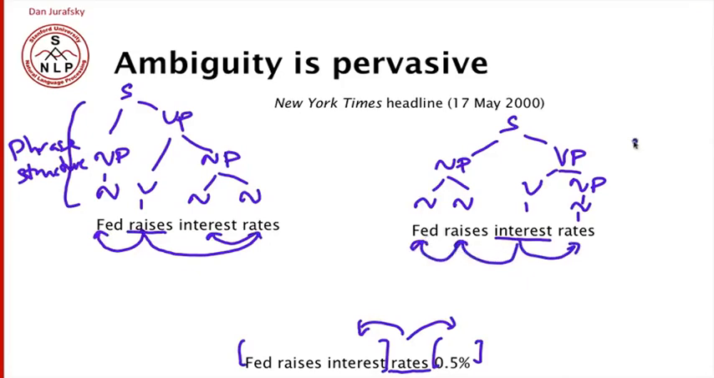So whether with our phrase structure parse or our dependency parse, and even more so as we add more words, we're going to get more and more ambiguity that has to be resolved in order to build a parse for each sentence.